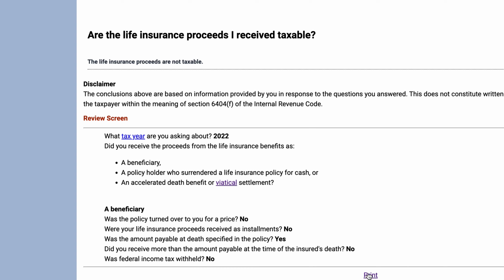So in this case, you're not even going to need to report your life insurance proceeds on your tax return, but it would still be a good idea that you print it out for your records, just in case there was some mix-up in the reporting.